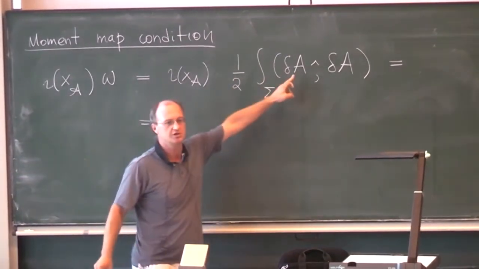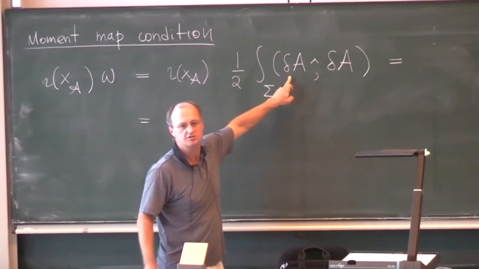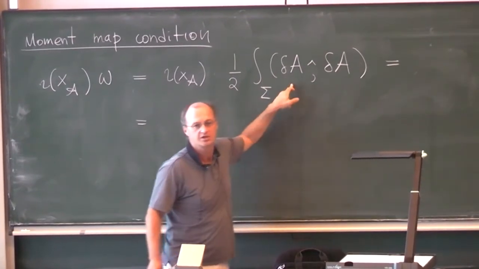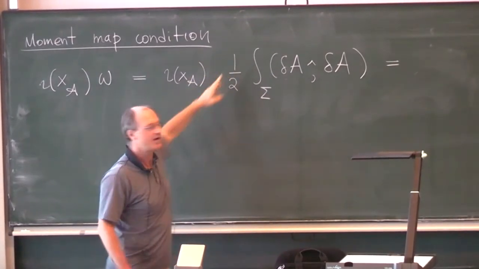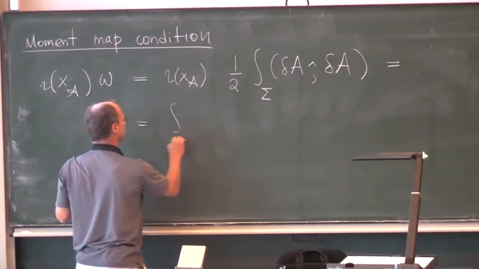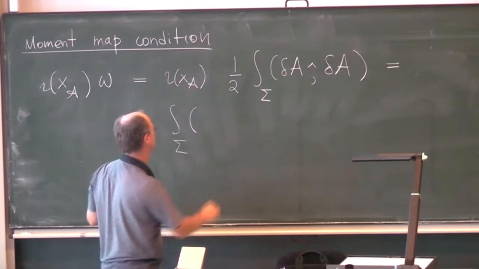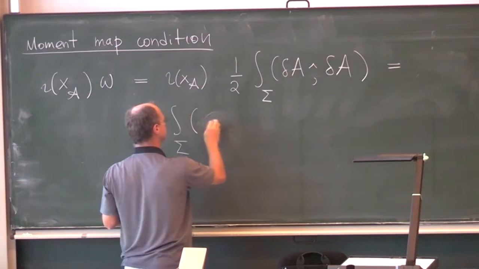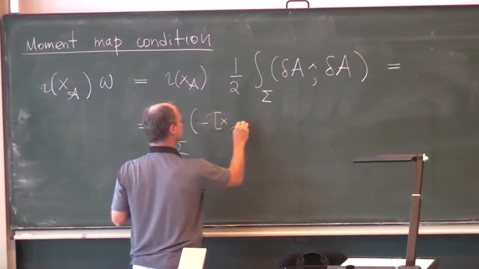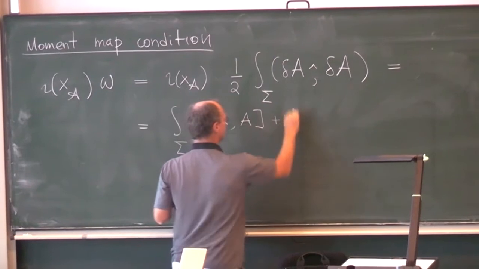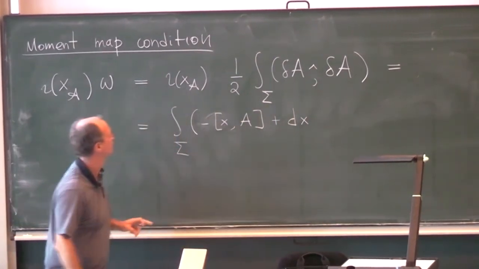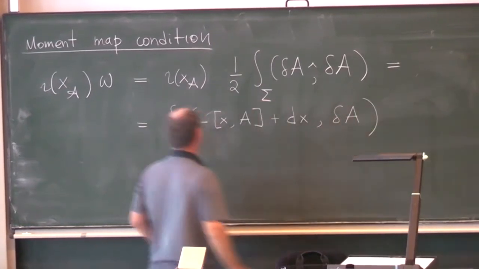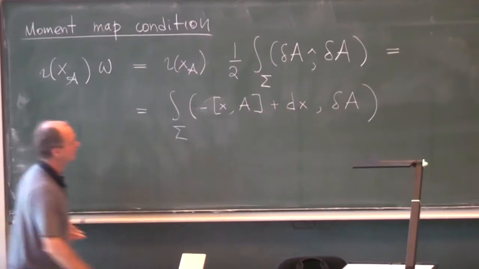I just substitute it either in the place of the first delta A or in the place of the second one, and actually the results are the same. That's easy to convince myself. So then the factor 1/2 disappears, and what I get is minus [X, A] plus dX, and then here I keep delta A.